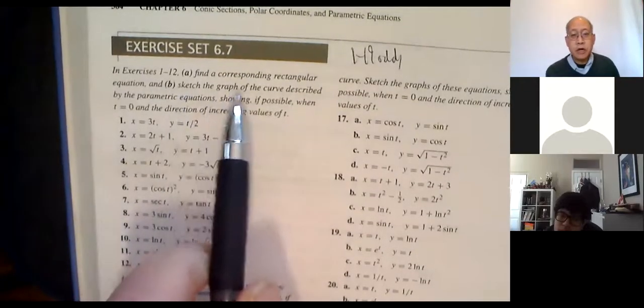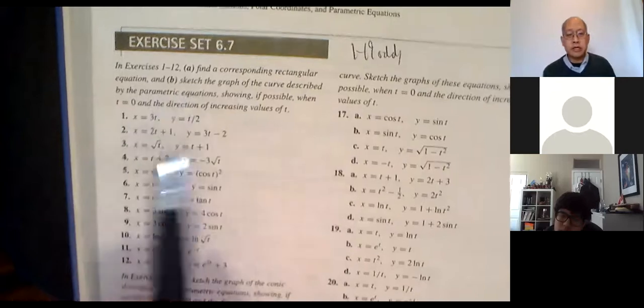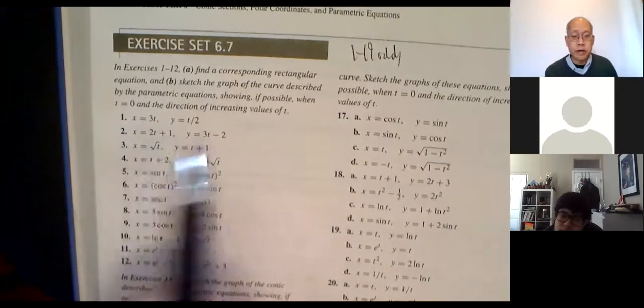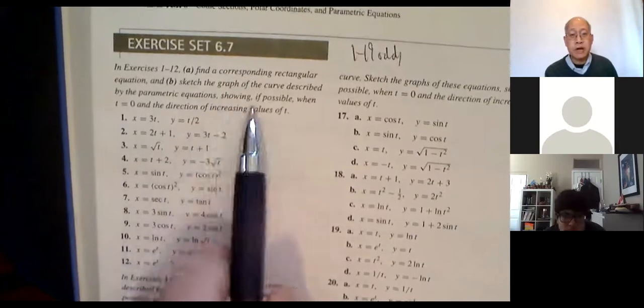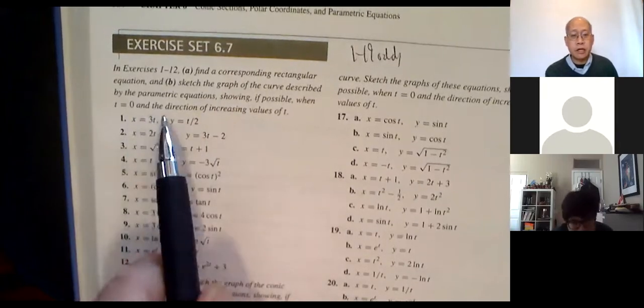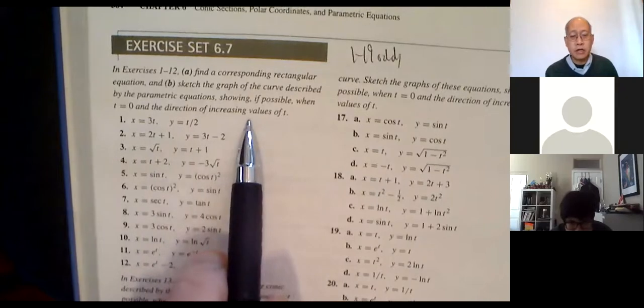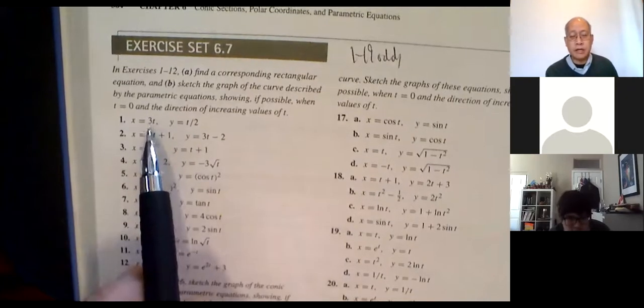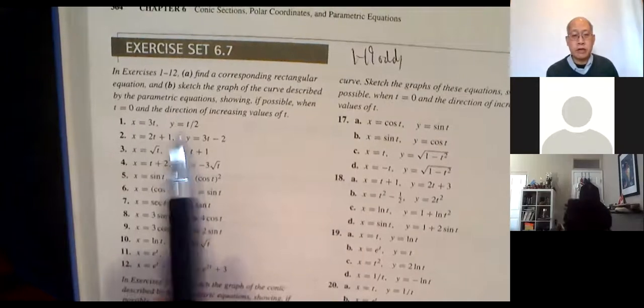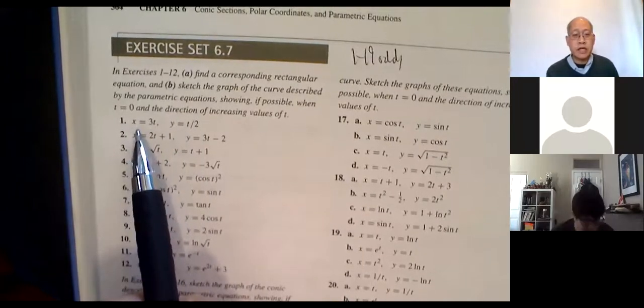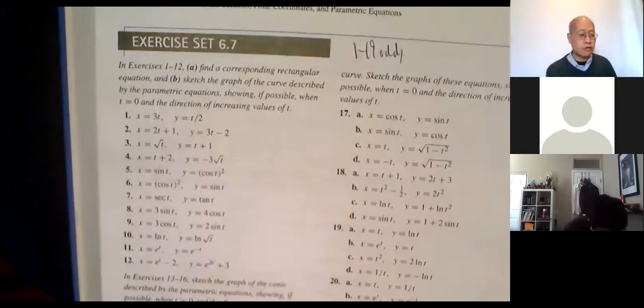Sketch the graph of the curve described by the parametric equation. These two are called parametric equations. T is the parameter. Show a possible orientation, the direction of increasing values of t. Which way does the graph go as t, normally standing for time, increases? All right. So number 1, x equals 3t, y equals t over 2.